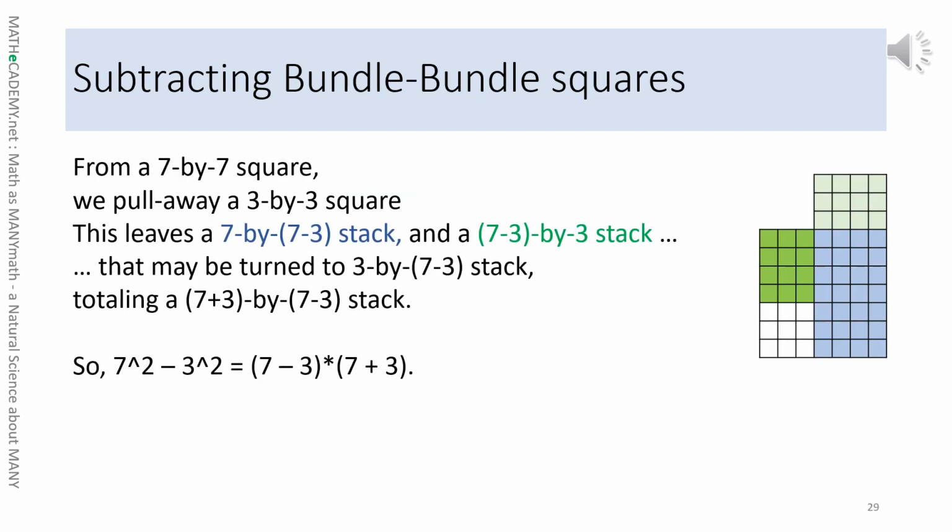Subtracting bundle squares. From a 7 by 7 square, we pull away a 3 by 3 square. This leaves a 7 by 7 minus 3 stack, and a 7 minus 3 by 3 stack, that may be turned to a 3 by 7 minus 3 stack. Totaling a 7 plus 3 by 7 minus 3 stack. So, 7 squared minus 3 squared is 7 minus 3 times 7 plus 3.